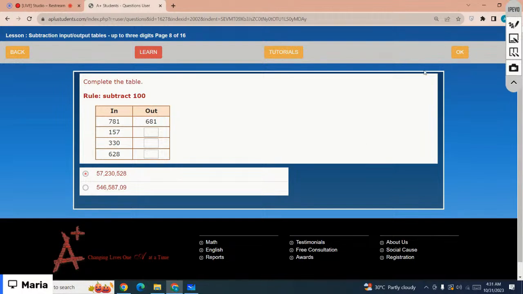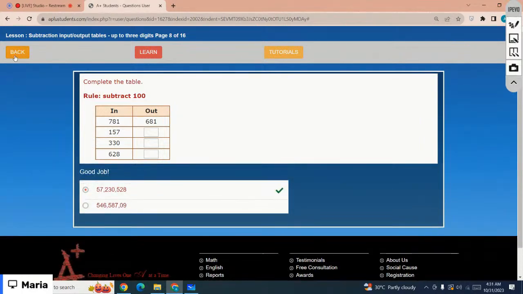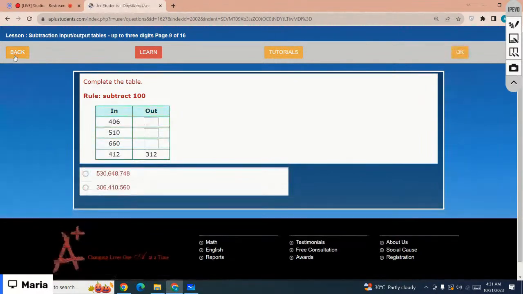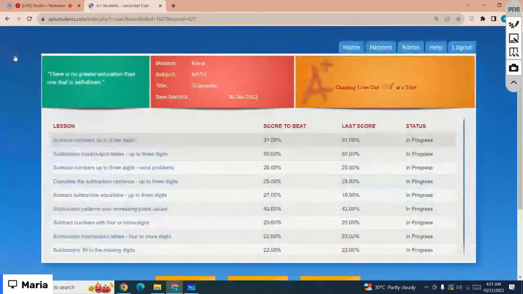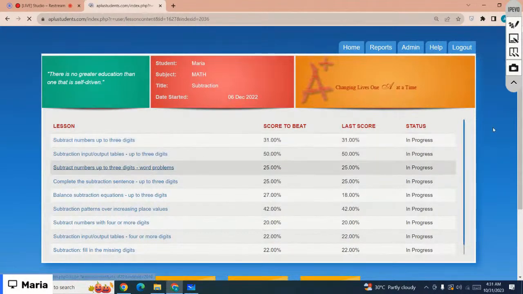Okay, you can complete the lesson by yourself later today. Let me just move on to the next lesson. And the next lesson is subtract numbers up to 3 digits. Word problems. So let's just start with the word problems. You have to subtract 3-digit numbers.